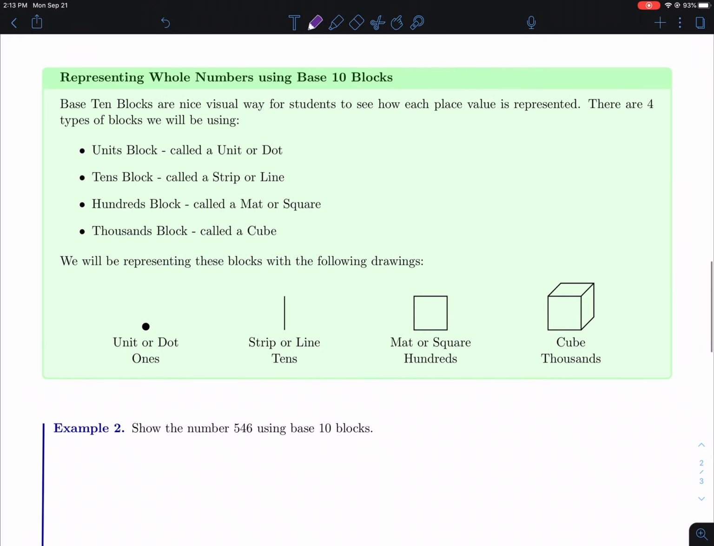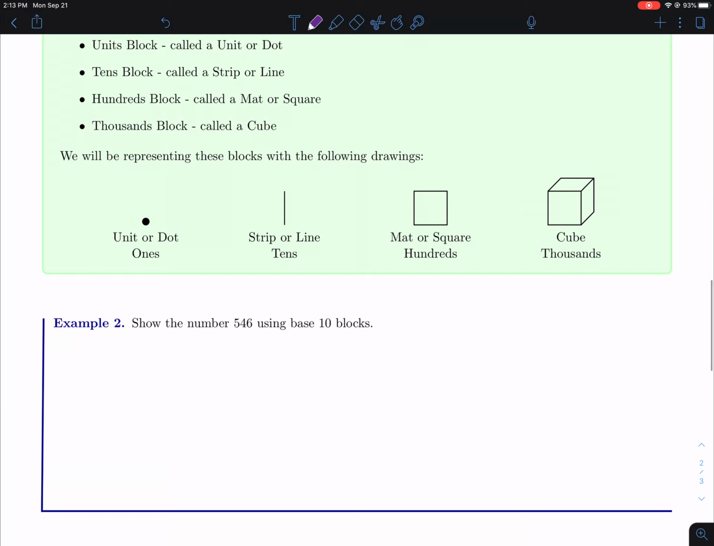All right. So representing whole numbers using base 10 blocks. If we actually had these blocks, we'd see that the one that we're calling a little dot would actually be just a little square. This strip would be like 10 little squares put together. A mat would be a 10 by 10 square all put together. And then the cube, which is the thousands, would be a 10 by 10 by 10 cube all put together.